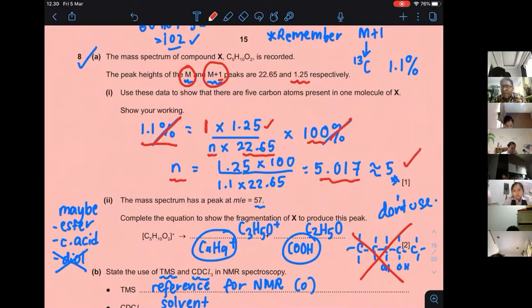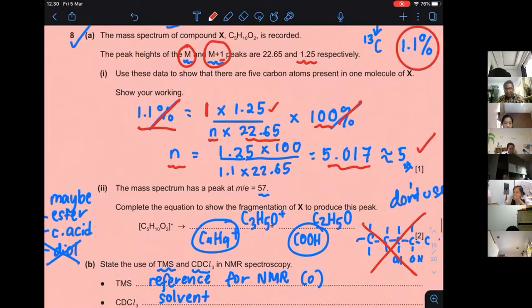Normally the question will ask you to predict: they give you the abundances, maybe just a spectrum, and using the spectrum they ask you to predict how many carbons. But here they're asking you to prove. Still the same. What we need to know is this relationship. It cannot be found in your data booklet, so you need to know it.